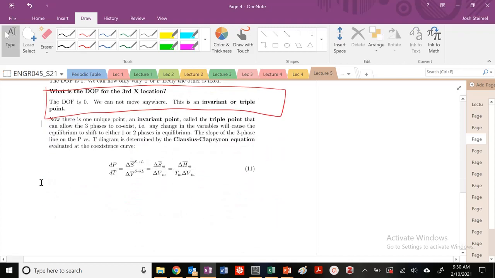So next time we are going to look at a phase diagram, and actually we're going to look at this Clausius-Clapeyron equation and look at the slopes. So I'll see you next time.